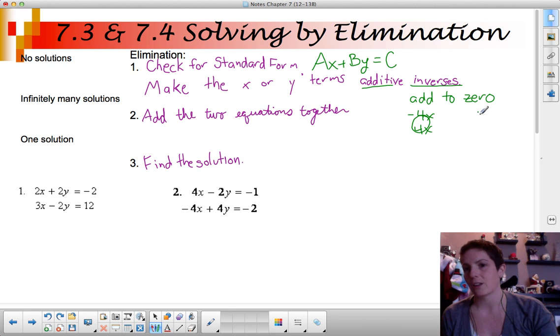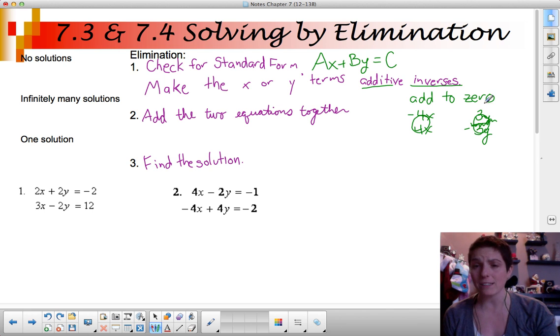Or if I had 3y and, oops, not divided, I want to do 3y and I also want to do negative 3y. I don't want that divide sign in there. It's not really there. Because positive 3y plus negative 3y, they add up to 0. Now this isn't always going to happen. We're going to talk about how to make that happen as we go through our example problems. The second step is going to be add the two equations together. And step 3 is going to be find the solution.